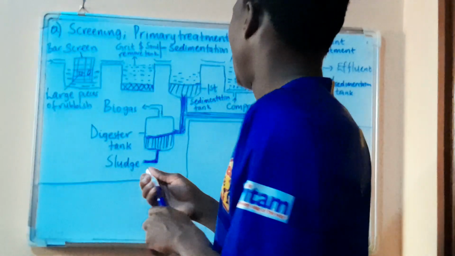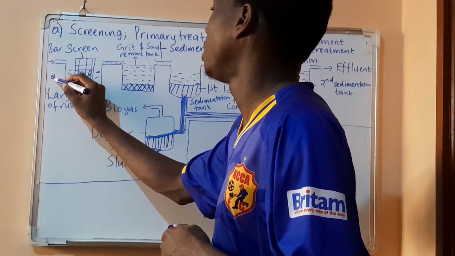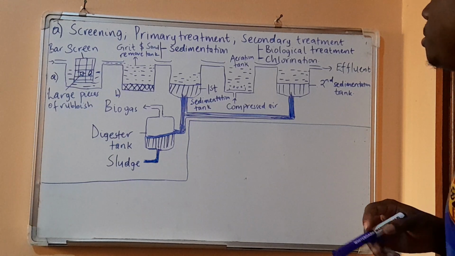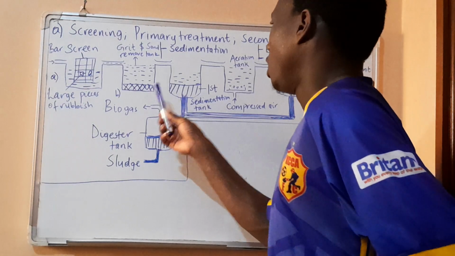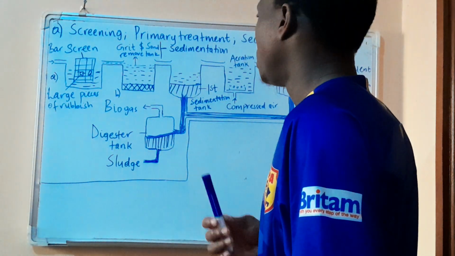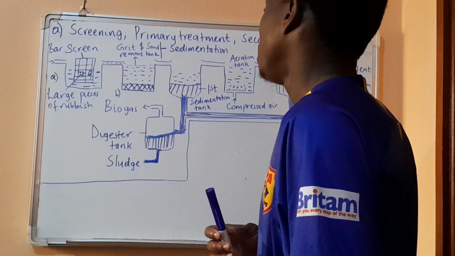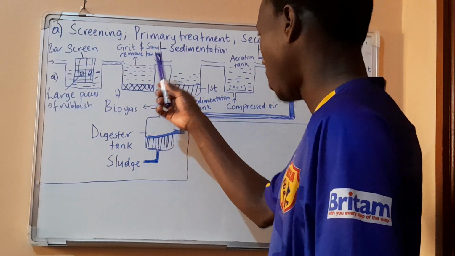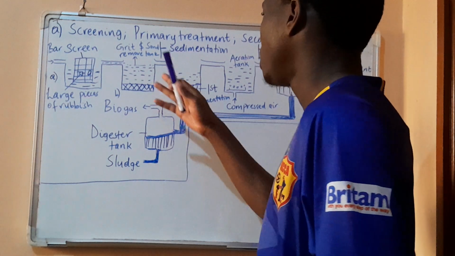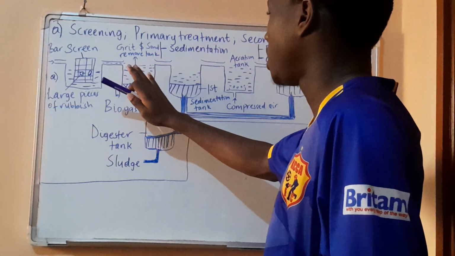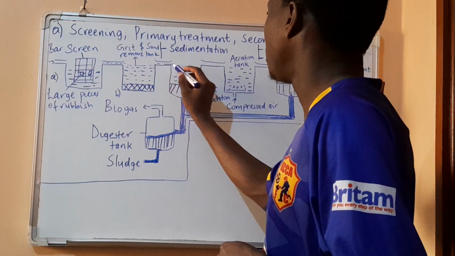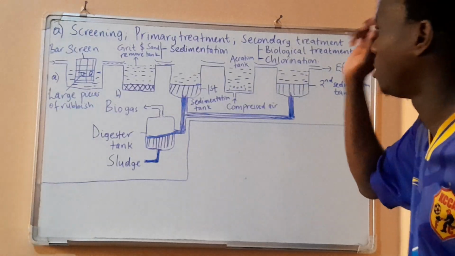Now, I can call this part A. Then part B, we have grit and sand removal tank. So here at this stage, we are going to remove particles of solid which are within sewage. So we remove particles of solid or solid substances which are within sewage. For them, they are left at this stage.